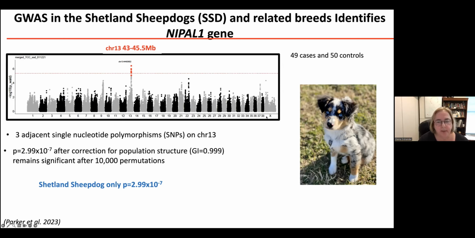You're looking at a standard Manhattan plot going from the top of chromosome 1 all the way to the bottom of chromosome 38 and the X chromosome. And you can see the line of Bonferroni correction and the very strong signal that we get here.